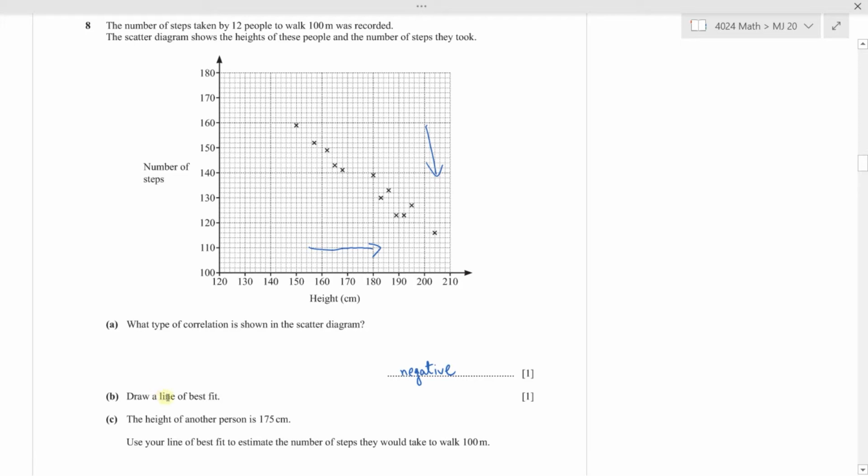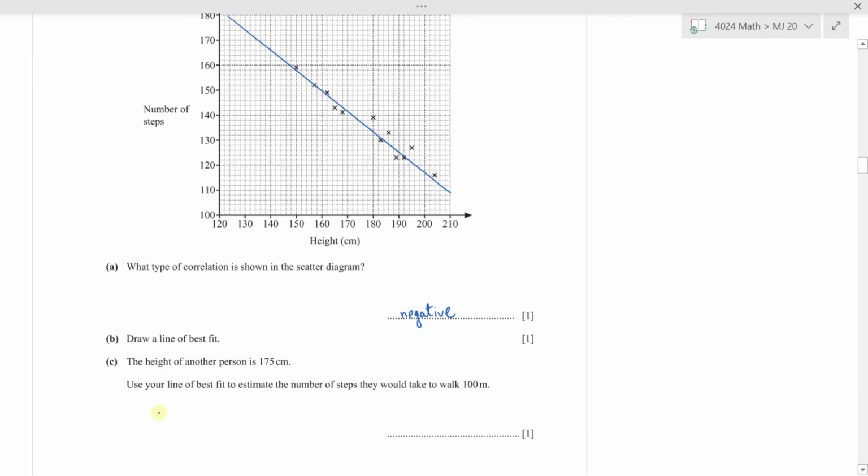The next part is draw a line of best fit. So let me just erase this. And then we can draw a line through these points such that we have an equal distribution of points on either side of the line. So if I draw a line like this, you have almost an equal distribution of points on either side of the line. So this will be your line of best fit.